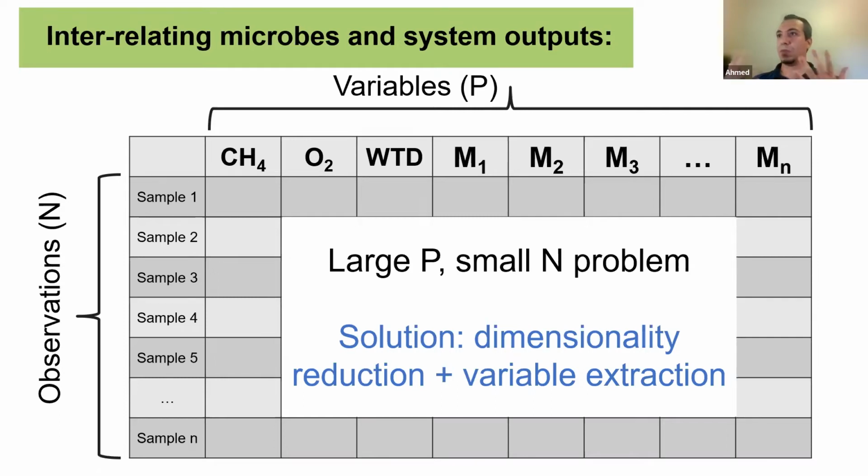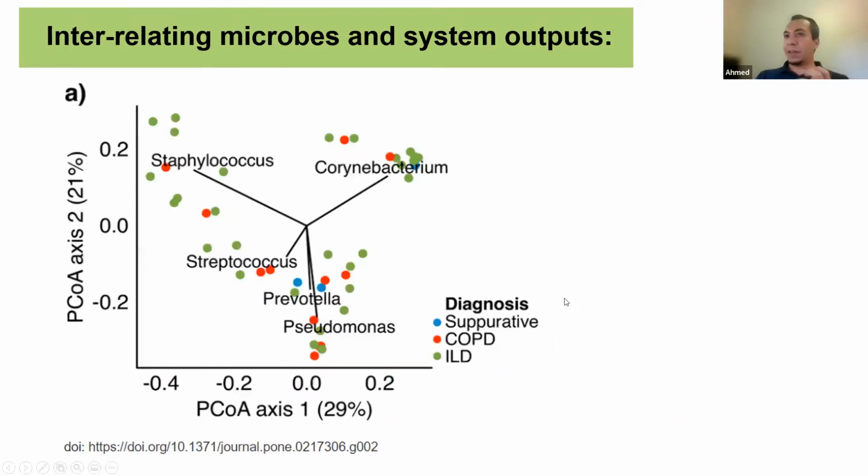And then once we do this simplification, we try to look at which variables within this reduced space are linked to our system output. So this is the variable extraction step. And here I have an example for that. So this is the standard ordination. This is a principal coordinate analysis.